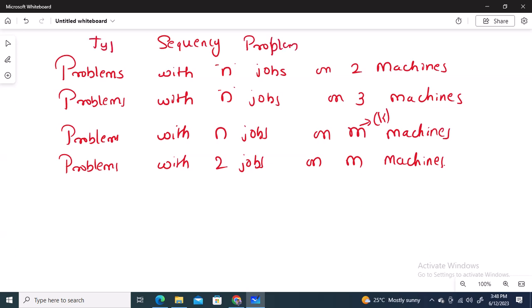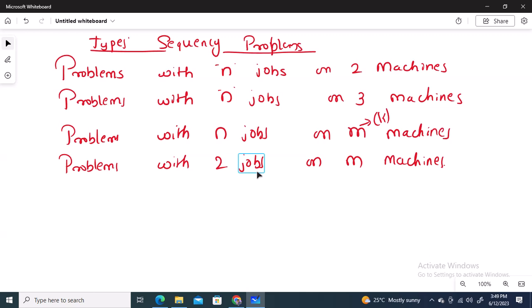Okay, these are the types of sequencing problems. What are the types? Just follow with me. Problems with n jobs on two machines, problems with n jobs on three machines, problems with n jobs on m machines or k machines, and problems with two jobs on m machines. These are the important types of sequencing models or sequencing problems.